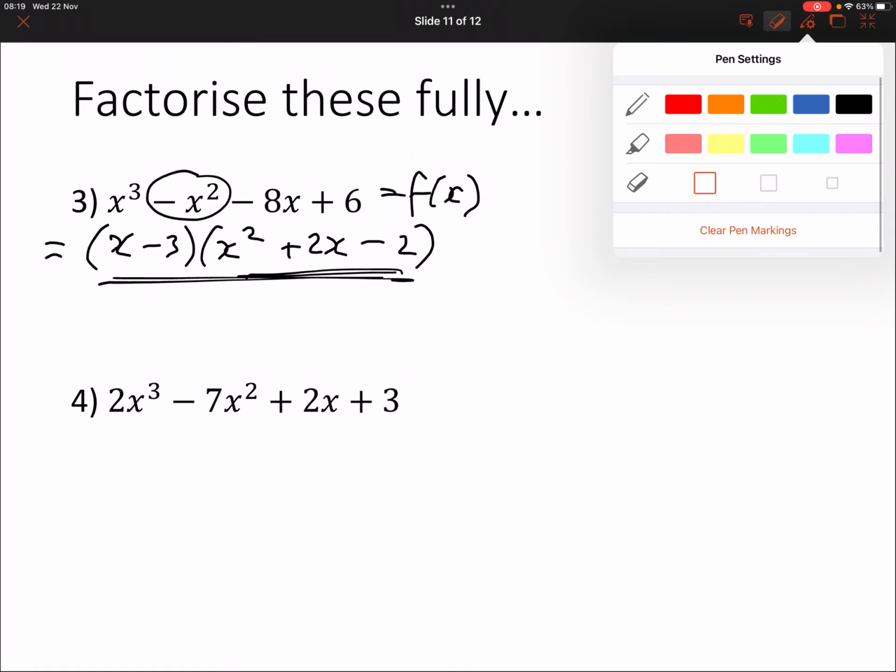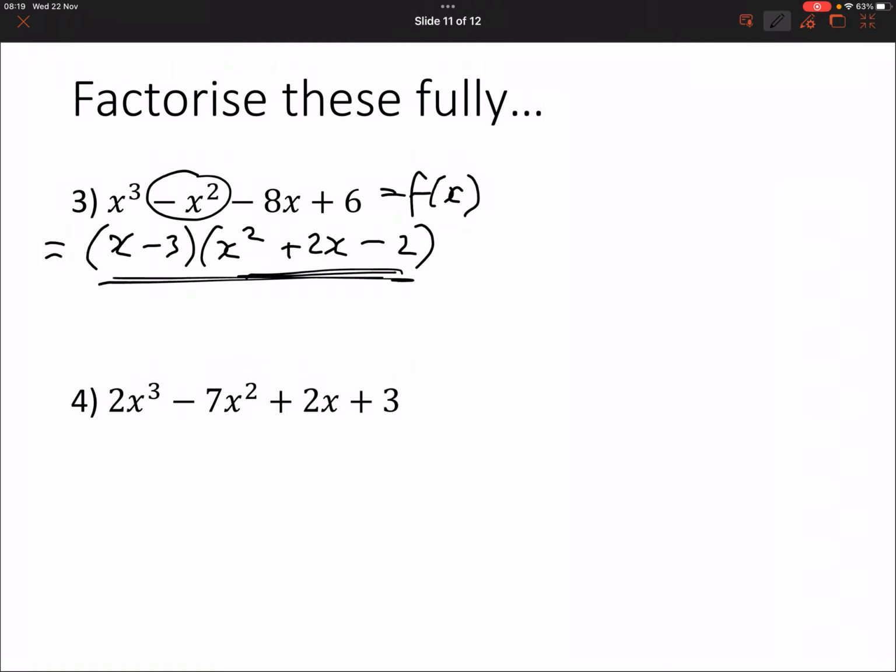Right. Moving on to this next one. Don't be too phased by the 2. There'll be up to 3 brackets, and they can't all have a 2 in them. So one of them will have a 2 in them, but some won't. So we'll be all right. So we're going to try factors of 3. Let's call this f of x.